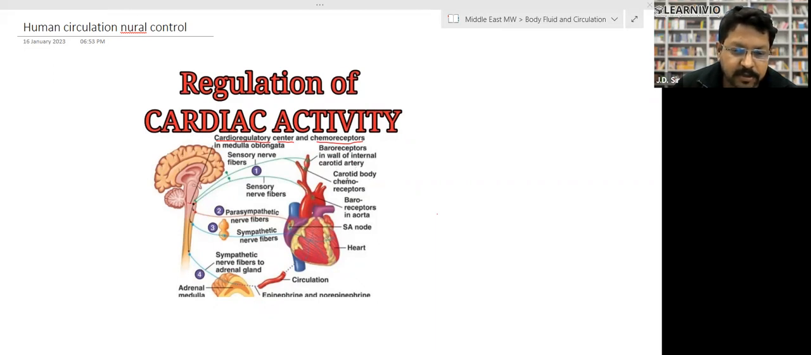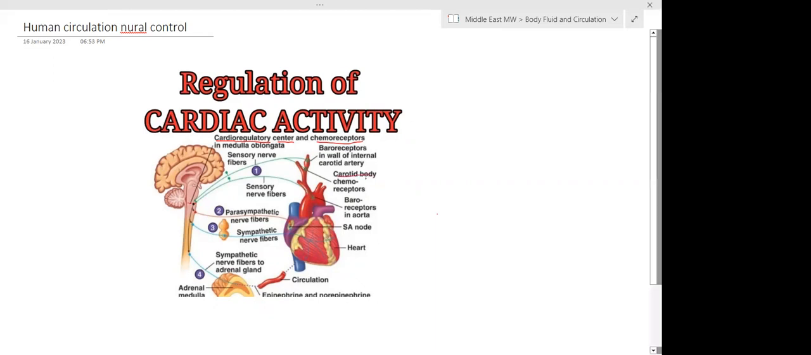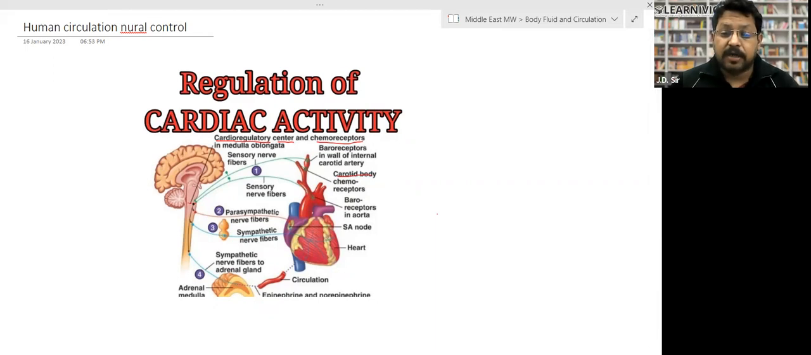So what is the carotid body? I have already told you that the carotid artery is that which brings the blood to the brain.